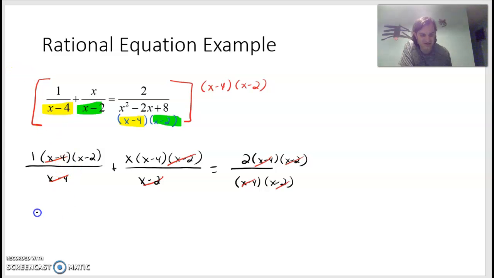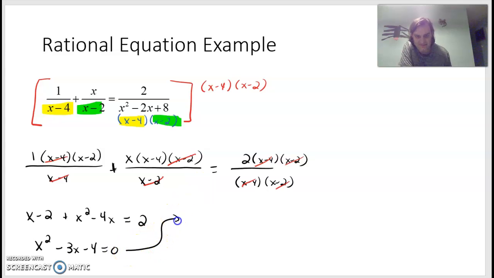So let's see what this cleaned up into. The first one is 1 times x minus 2, which is x minus 2. The second fraction numerator is x times x minus 4, so that would be plus x squared minus 4x. That would be equal to the right-hand side, which is 2. So I'm going to pull everything to one side and have a quadratic of x squared minus 3x minus 4 equal to 0. In this case, I can factor that. X minus 4 times x plus 1 equals 0, so I get two answers. X equals 4, x equals negative 1.